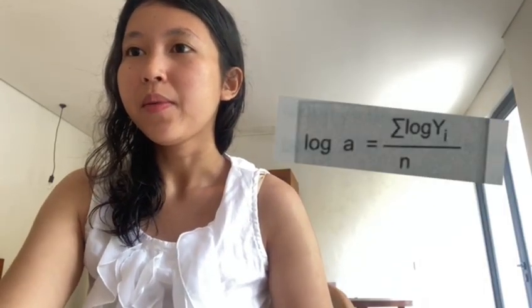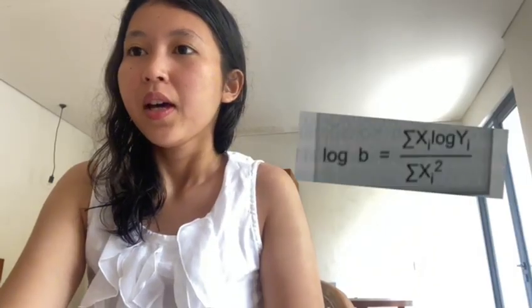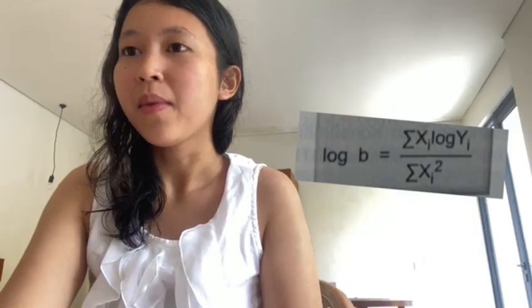To solve an exponential trend problem, we need the values of a and b. For finding the value of a, we need the formula log a equals sigma log yi divided by n. And for finding the value of b, we need the formula log b equals sigma xi log yi divided by sigma xi squared. So we're going to jump to the example.